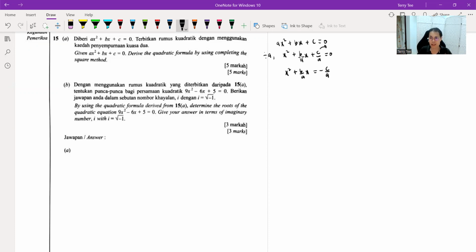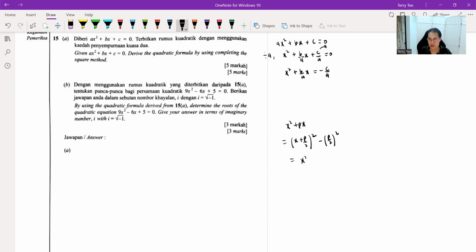Now some students add on left, add on right. You can use that method if you want. I'm not sure whether you are familiar with this. For me, when I complete the square, I take half of the coefficient of b, in this case b/2. Then I square it. Then immediately I minus b over 2 squared. Why is it so?